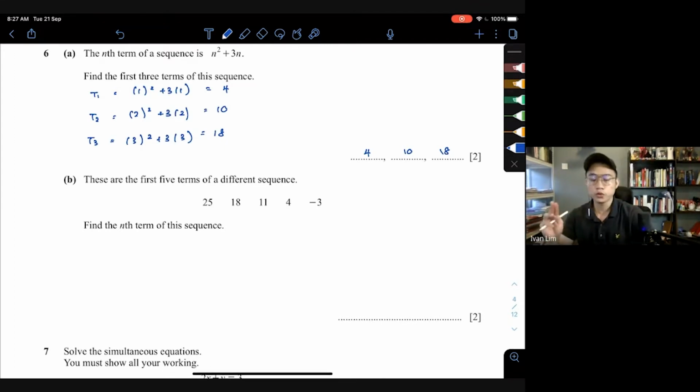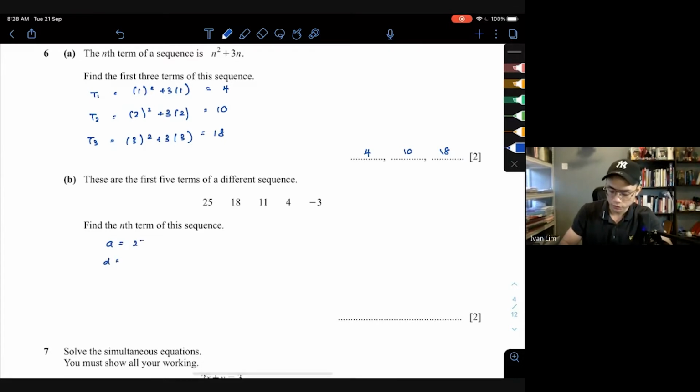So to determine an arithmetic progression, there are 2 main things that you need to determine. What is your a and what is your d? Your first term and your common difference. Your first term means literally your first term, so 25. d would be the next term minus the previous term. So you can calculate 18 minus 25 or 11 minus 18, either one. You get -7.